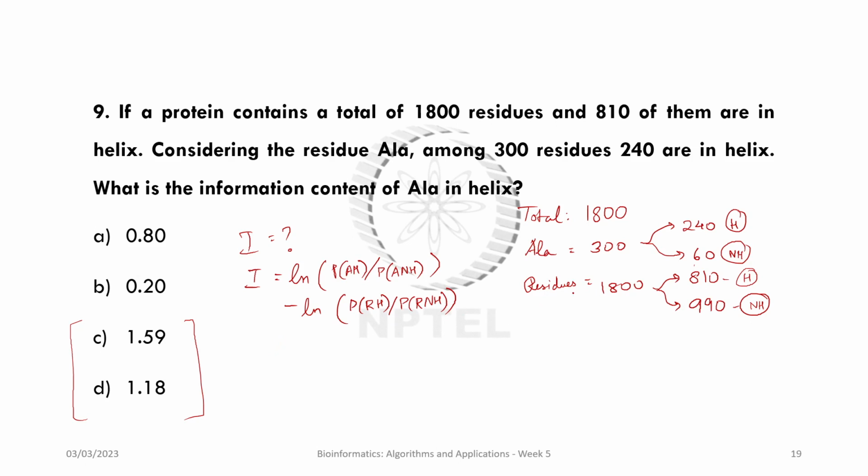Okay. Now, how do you find probability of AH? It would be 240 divided by 300. What is that? 8 3s are 24, 6 5s are 30, 6 4s are 24. Right? So that will be 4 by 5, which is 0.8. Correct?